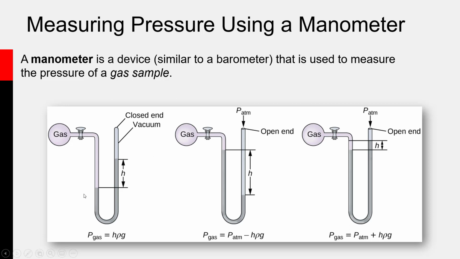A manometer works very similarly to a barometer, but it's set up to measure the pressure of a chemical gas sample. The idea is your gas sample is held in a vial with a stopcock right here. A stopcock is something that you probably used in some of your laboratory glassware before, and it's a simple Teflon or glass plug that's used to open and close a channel.